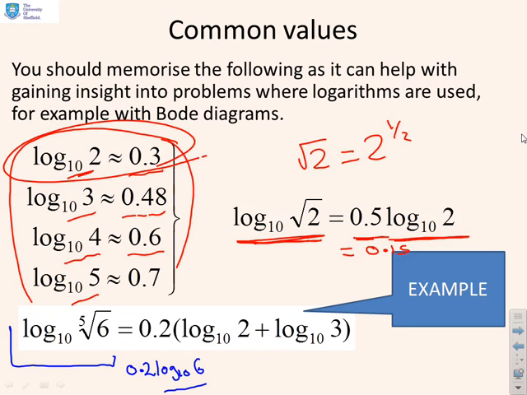Well, log 10 of 6, I can write 6 equals 2 times 3. So log 10 of 6 is the same as log 10 of 2 plus log 10 of 3. And I've already got the 0.2 outside, but the log 10 of 2 I know is 0.3. The log 10 of 3 I know is 0.48. And so I've got 0.2 times 0.78. So what you see is, with some simple algebra, I can actually get the logs of some quite difficult numbers, and I don't need to be looking around saying, oh, where's my calculator, or whatever else.